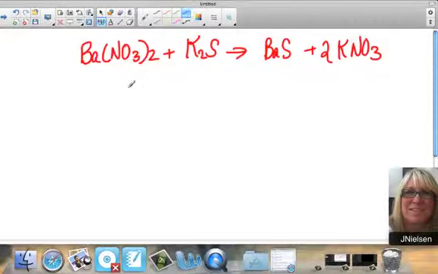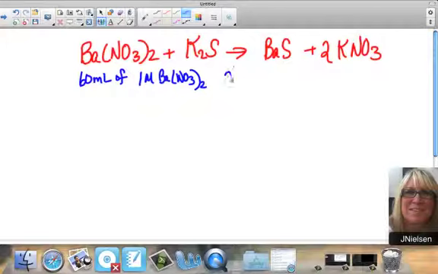They're telling me that I'm starting with 60 milliliters of 1 molar BaNO3. And I'm also starting with 25 mils of 0.8 molar K2S. So the first thing that I want to do here is figure out how many moles. I need to figure out what is the limiting reagent. Is my K2S the limiting reagent, or is my barium nitrate?